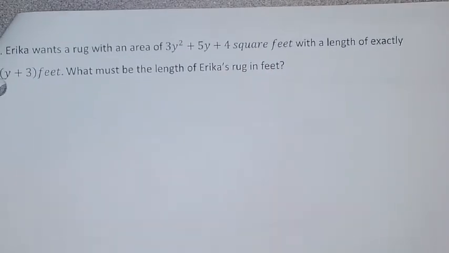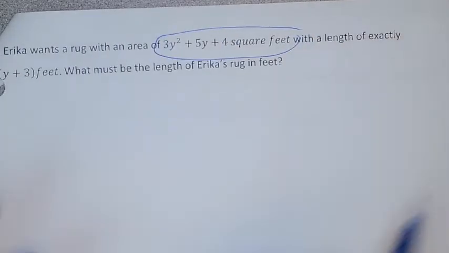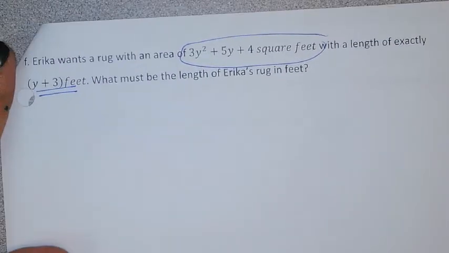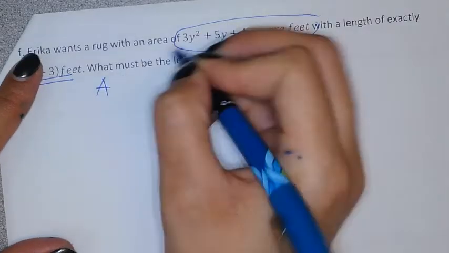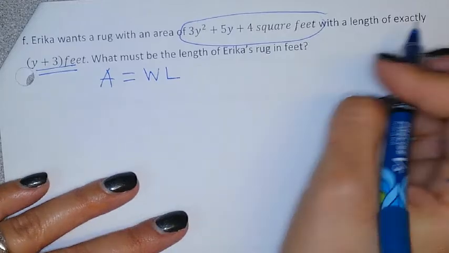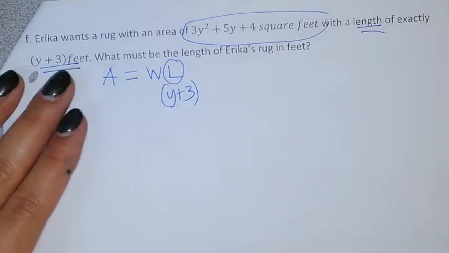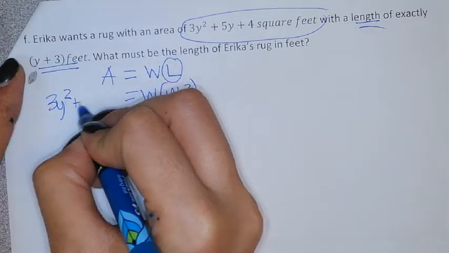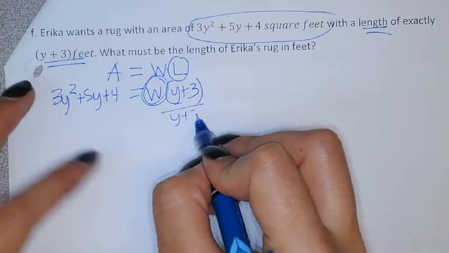Erica now, she also wants a rug, and this is the area that she wants, but it has to exactly be y plus 3 feet in length. So we're finding the width now. So the area is width times length, and we already know that the length has to be y plus 3, right? And this is the area. In order for me to find width, I'm going to have to divide, right?